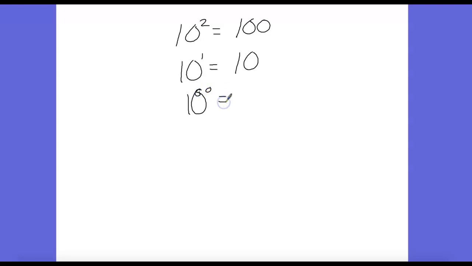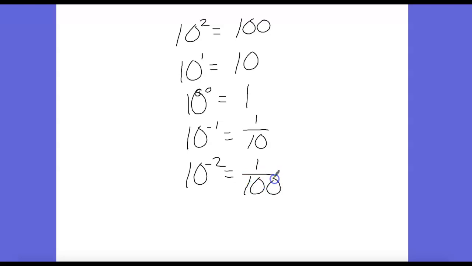Okay, so in our table, we said that 10 to the second is the same thing as 100, right? Yes. And we said 10 to the first is the same as 10. 10 to the 0 is 1. So then when we got down here to 10 to the negative 1, we said that equaled 1 over 10. So then 10 to the negative 2 equaled 1 over 100.